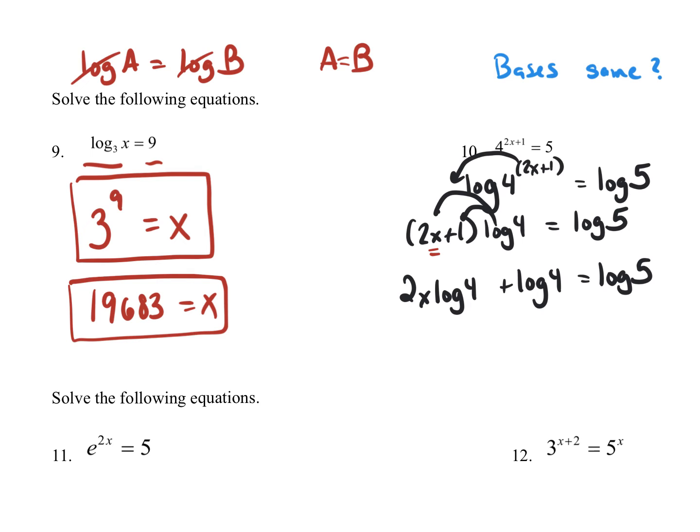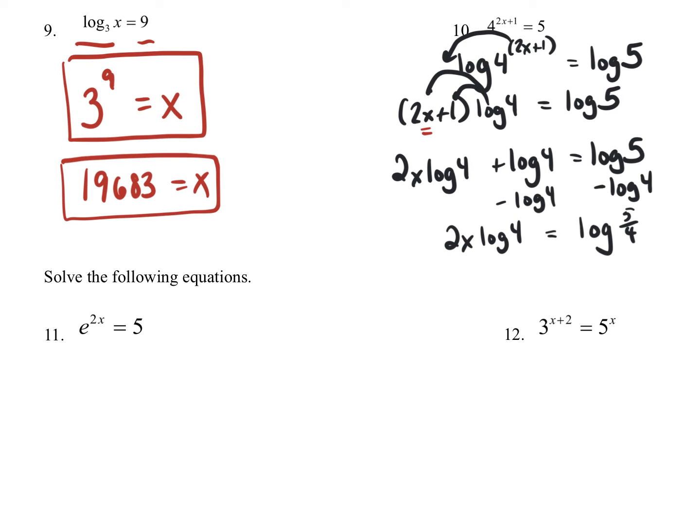So then what I'll do is I'll move everything without an x to one side, so I get log 5 minus log 4. Now recall, when you have log 5 minus log 4, when you have a subtraction of logs, you could write it as a quotient. So this is log of 5/4. Now, could you keep it as log 5 minus log 4? Absolutely. So then I want to get x by itself, so I'm going to divide both sides by 2 log 4.